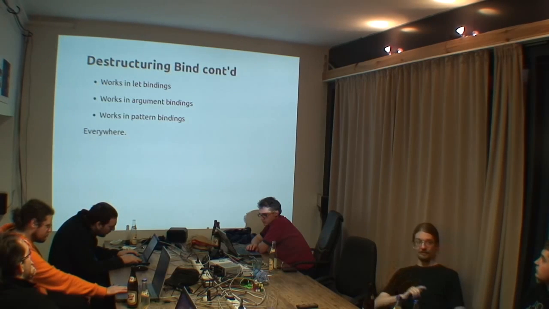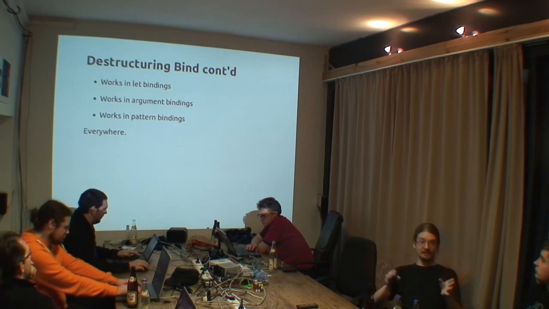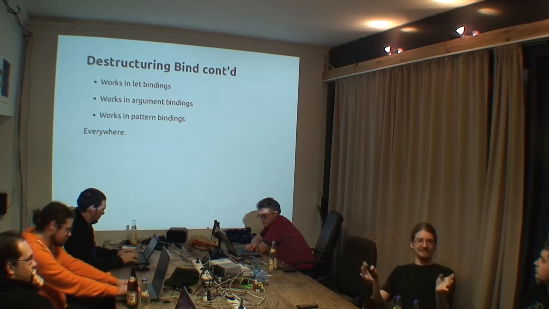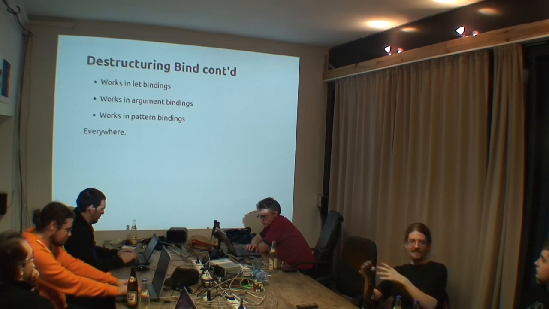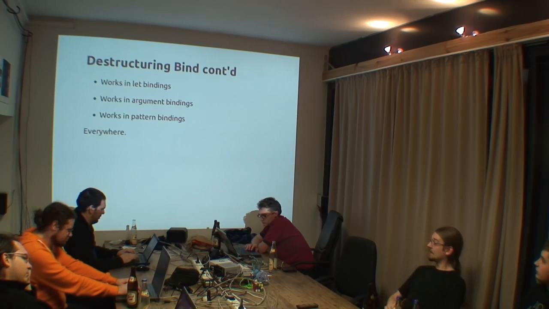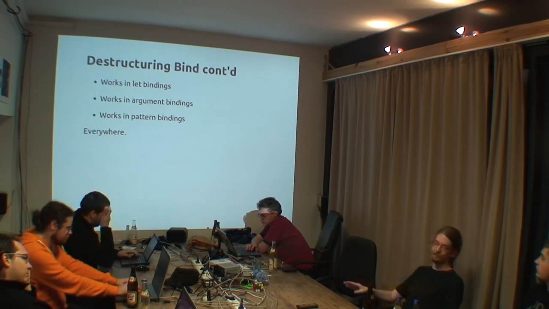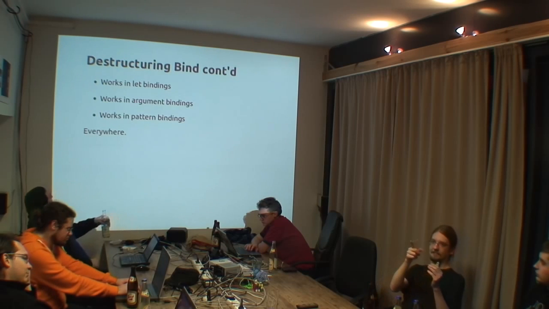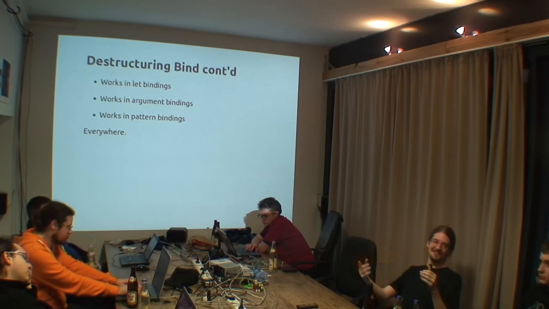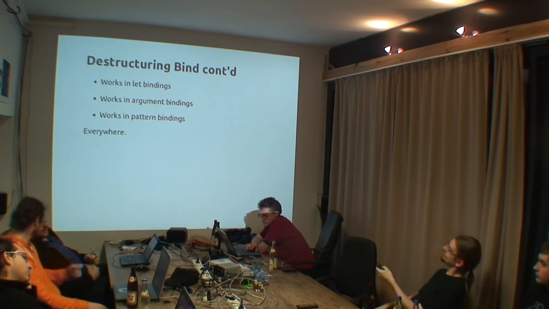And this works in bindings, and this works in function arguments. You define let, function name, argument, argument, argument. You can make tuples and lists and arrays and records in your arguments, and it will destructure when you call the function into that stuff. And that's cool. In Common Lisp this also works, but only with a much worse syntax. There is destructuring-bind, and then you start writing. In F-sharp, it's just there.